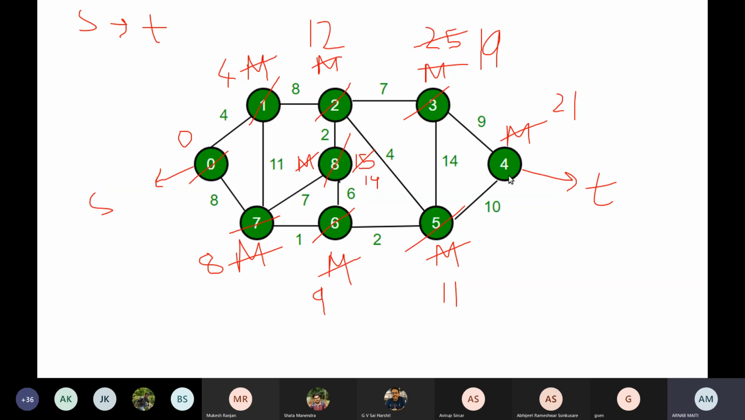And then we come to 4. Since all its neighbors are already explored and striked out, we'll strike this also out. And once all the vertices are striked out, that's where we stop the algorithm. And the final value here is 21. So 21 will be the length of the shortest path which we got.